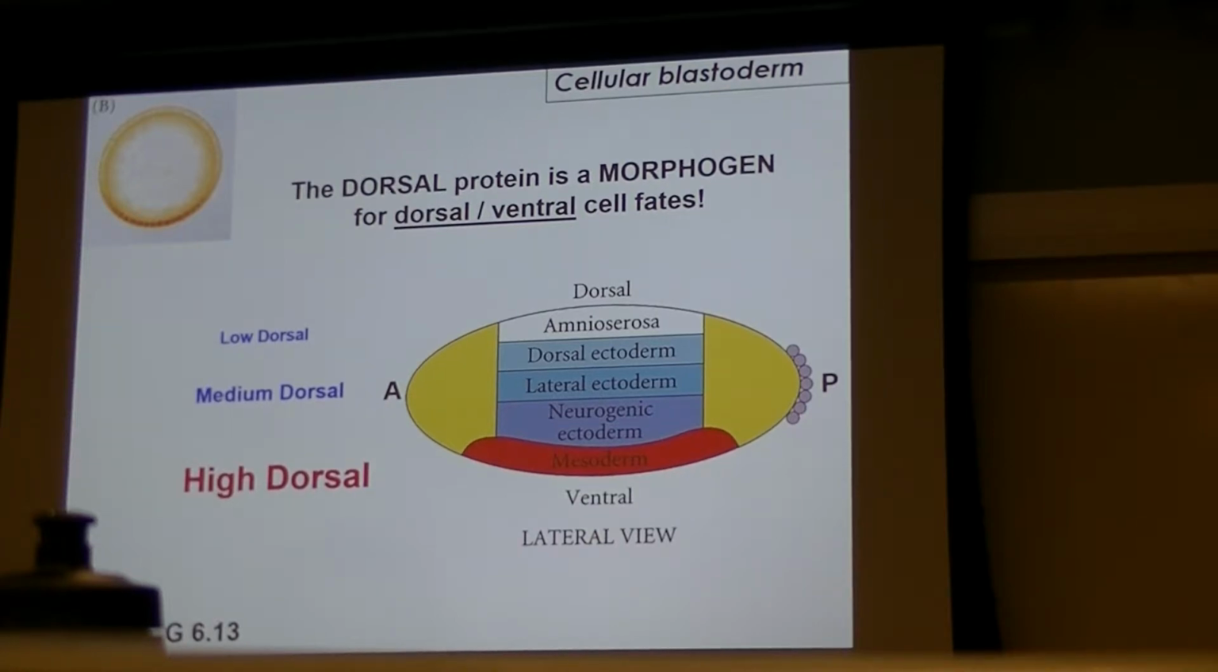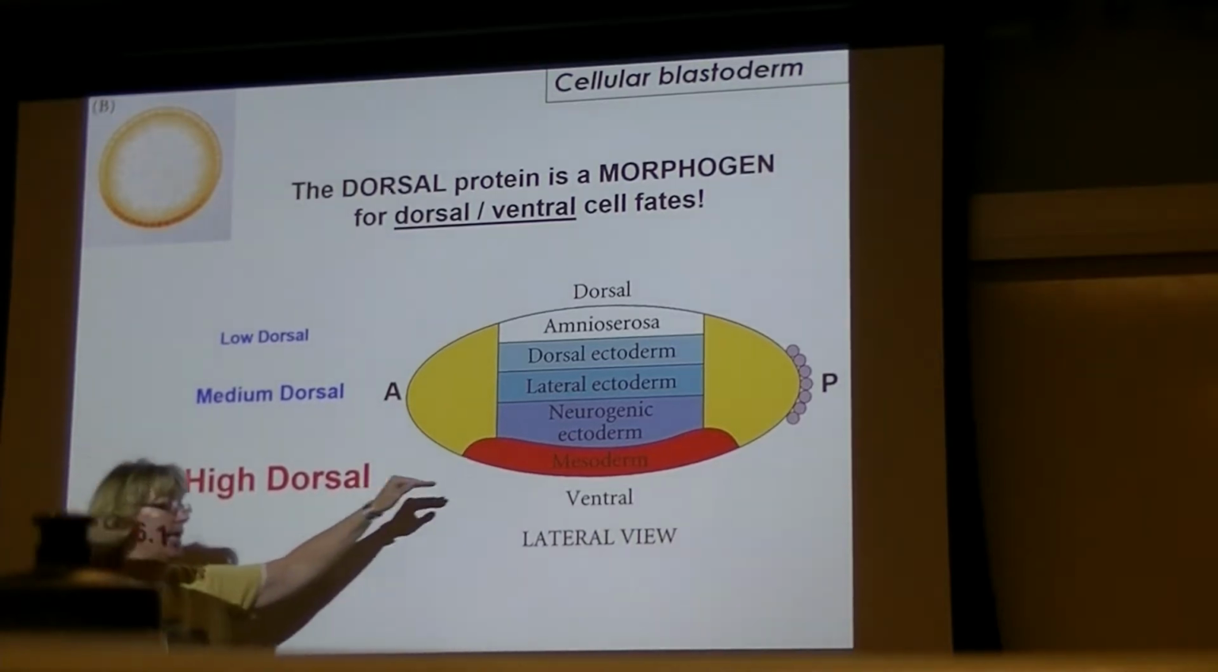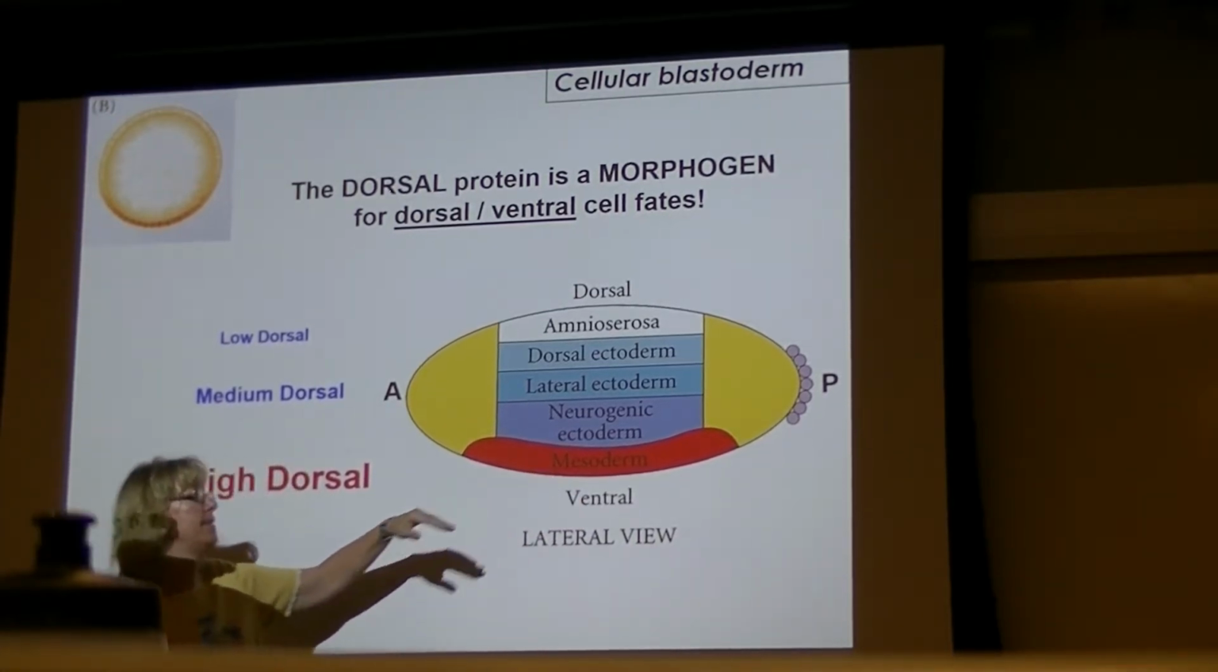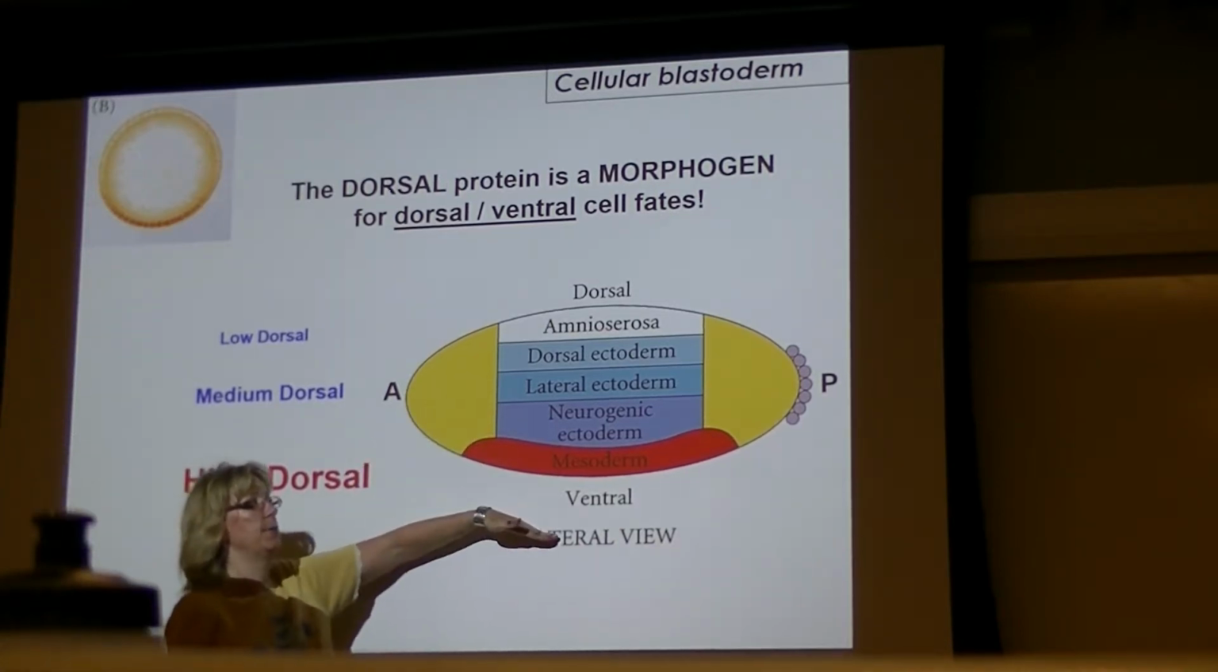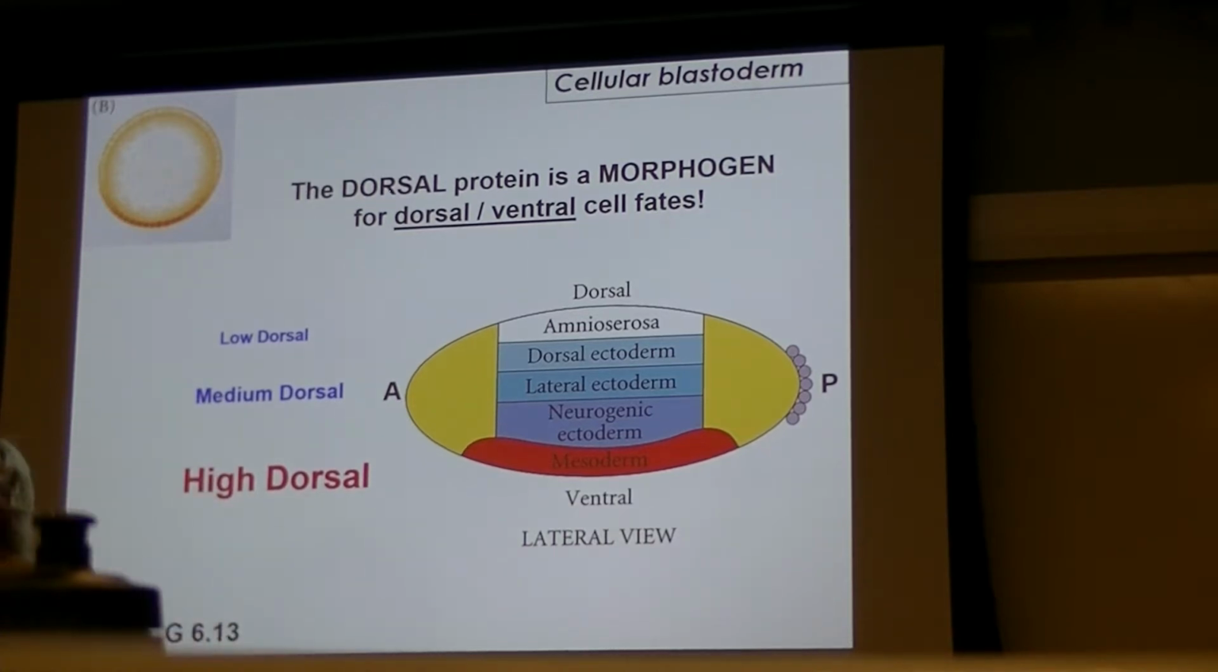Okay, so dorsal acting like a morphogen, and here in the regions where you get the highest amount of dorsal, that's associated with some mesoderm cell fates. And then we have 3 different colors of blue, which indicate all ectoderm fates, but different types, say neurons, a couple different types of ectoderm. Amnioserosa is one of the membranes that surrounds the embryo. Suffice it to say, though, that just different concentrations of dorsal are associated with different cell fates.